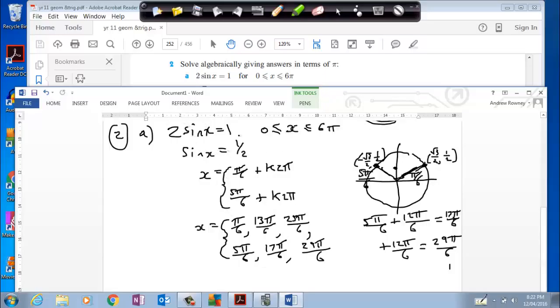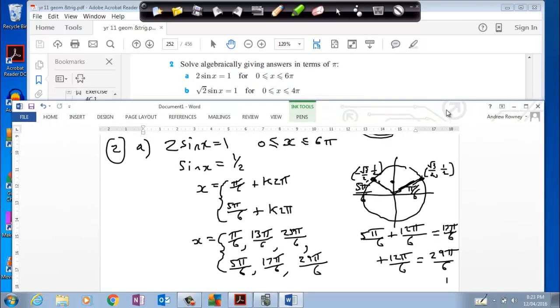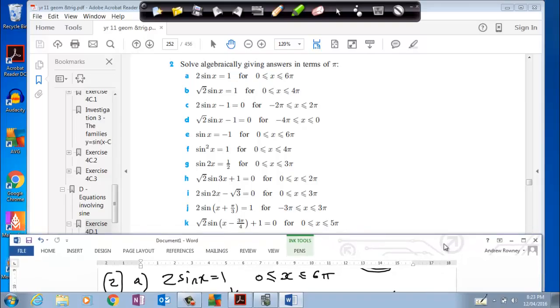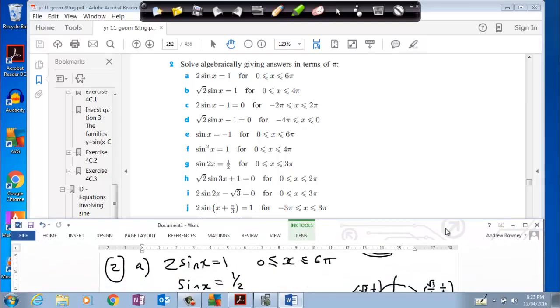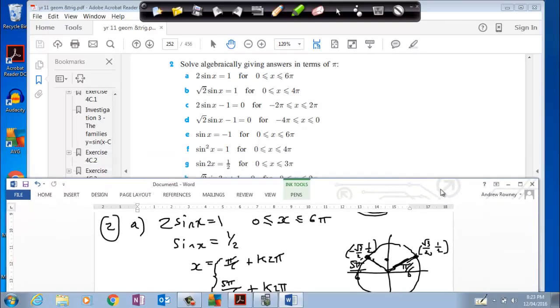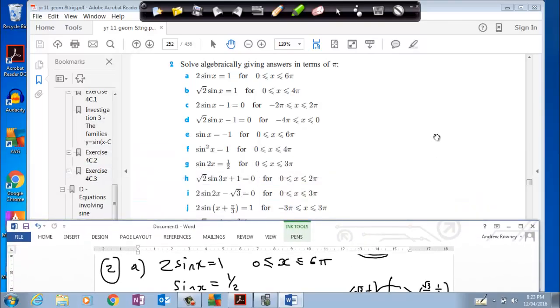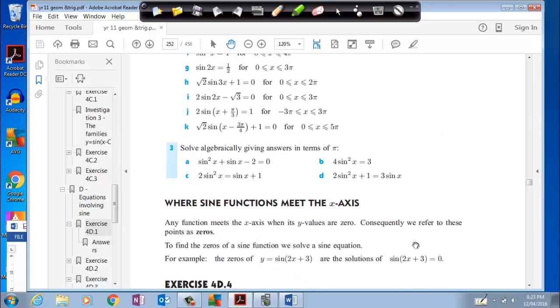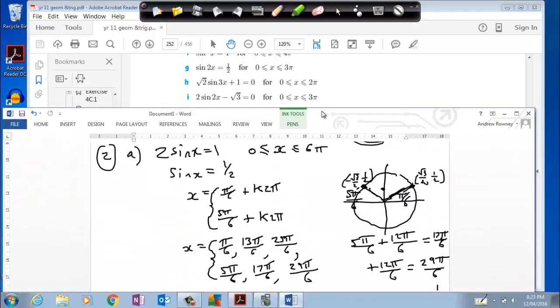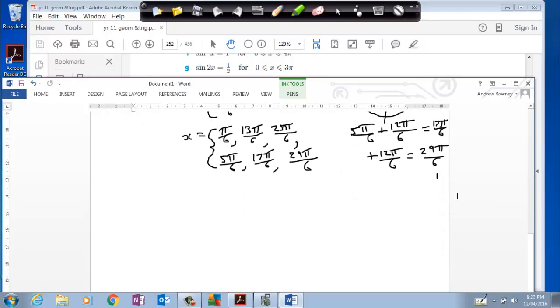We'll basically just solve that equation there. Okay, now you can try the others, but I'll just show another type when you get down to something with a 2 in the x. It crops up here in G. So we'll just do G and then you can have a go at the others. Look at G. We're going to have sine 2x equals 1/2, and we're between 0 and 3 pi.